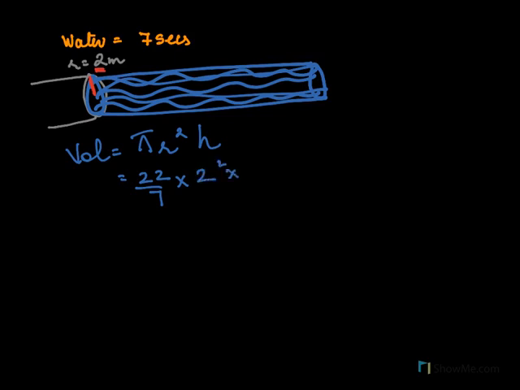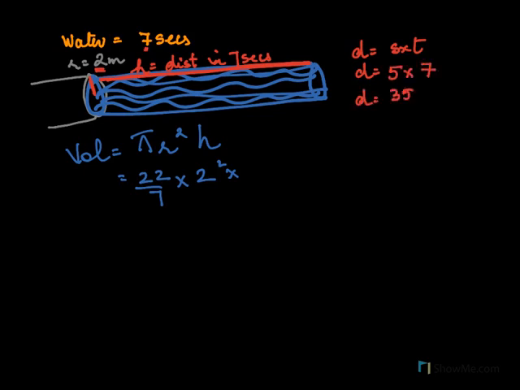And now the h of this cylinder will be this distance. Distance for water traveled in how much time? In 7 seconds. So the height will be the distance in 7 seconds. And you know how we calculate distance? Speed into time. So the distance is speed, which I know in this case is 5, time is 7 seconds, so the distance is 35 meters. So this distance h is 35 meters. So I will put 35. This will give me the volume of the water in 7 seconds.